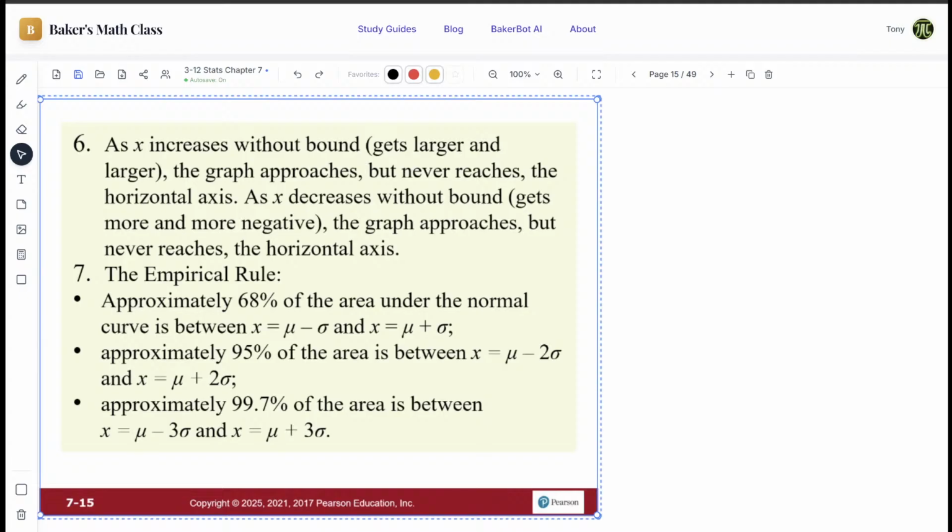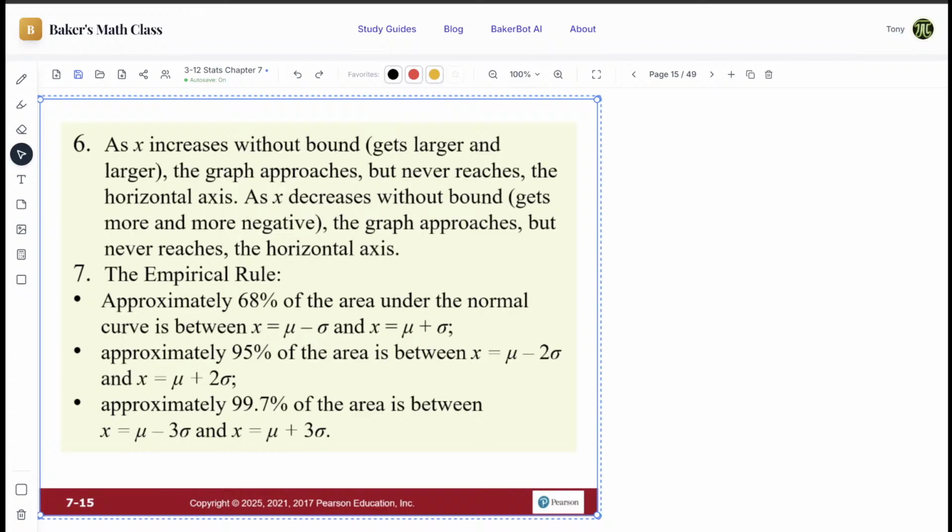As I said, as the values increase, x goes up, they are further and further away from the mean. It never actually hits the horizontal axis. It gets really, really close, right? But it never actually reaches the horizontal axis, which means technically any of those values could happen.